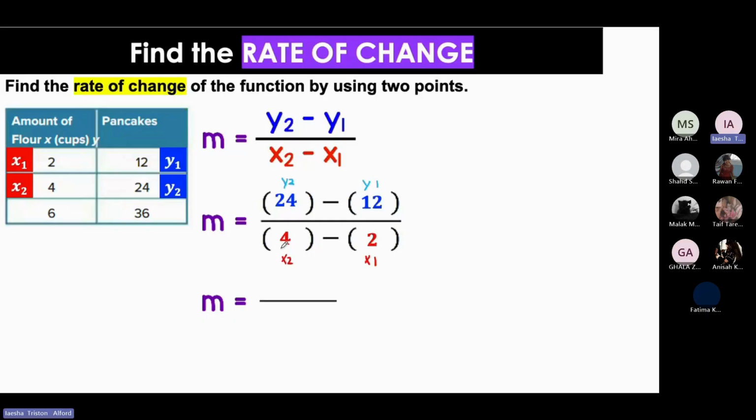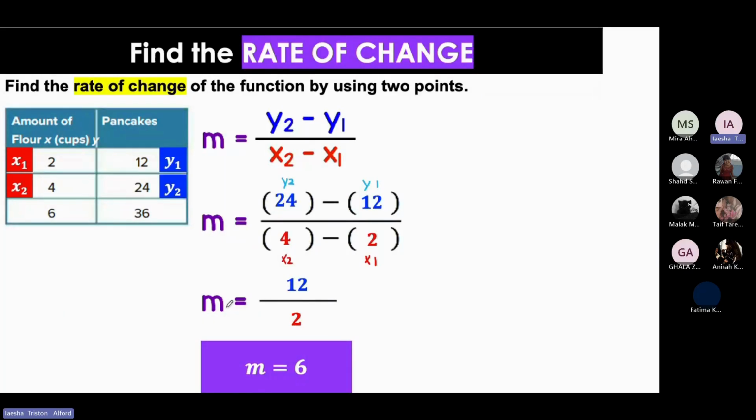Remember, this is the writing portion of your exam. So that means you need to show as much work as you can to get more marks. The more work that you show, the more points that you will take. Okay? So in the top, 24 subtract 12, you're getting positive 12. In the bottom, 4 subtract 2, you're getting positive 2. Divide, you will get positive 6.